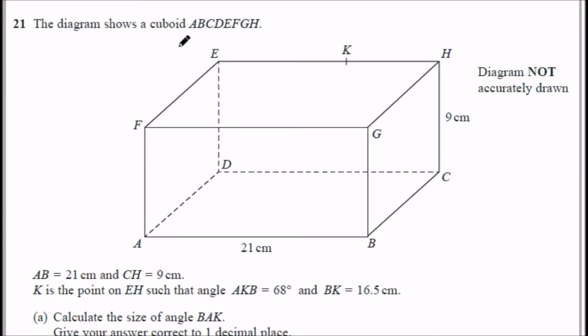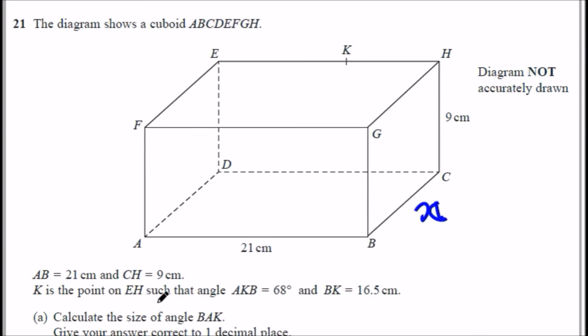So the diagram shows a cuboid A, B, C, D, E, F, G, H, and of course we've got a point K. And we're given the following dimensions. We can see that the width of this cuboid is 21. We don't know what the length is, so let's call it X if we ever need it. And the height is 9.